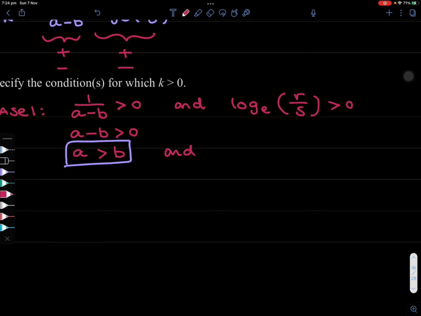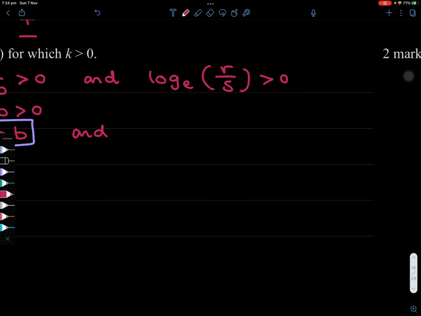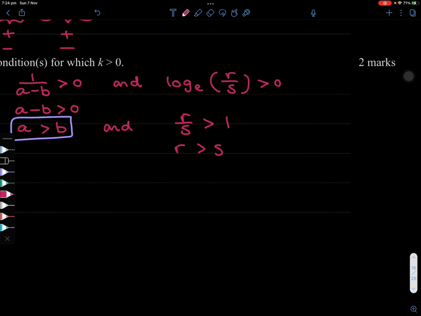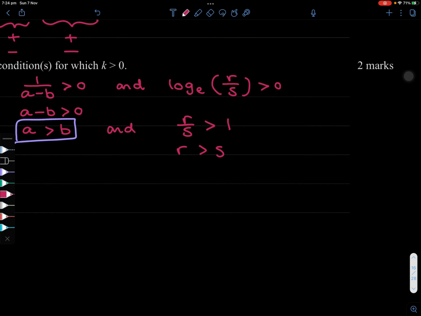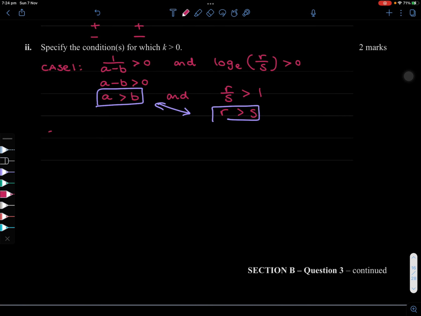And then we also have an "and". It needs to be an "and" because they need to happen simultaneously. This gives us r on s is greater than 1, okay? Which gives us r is greater than s, right? So these two are a pair of solutions. Okay, that will give you 1 mark.